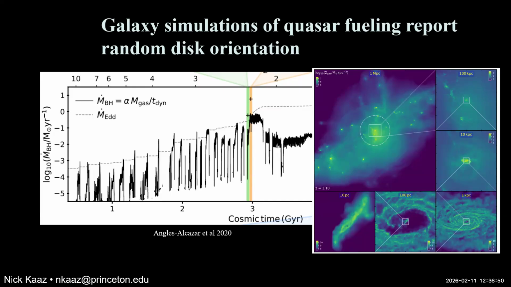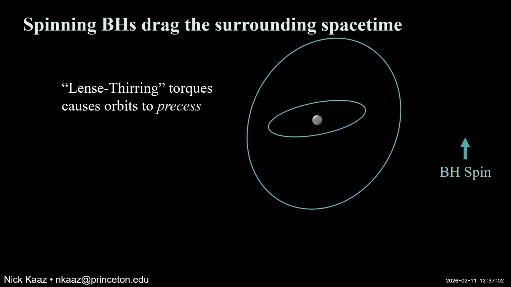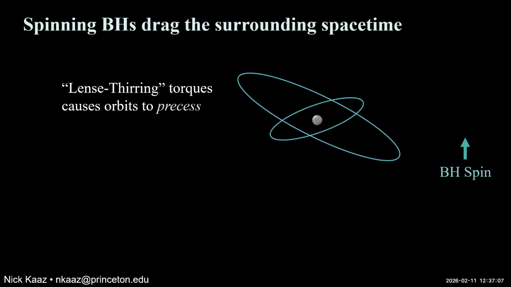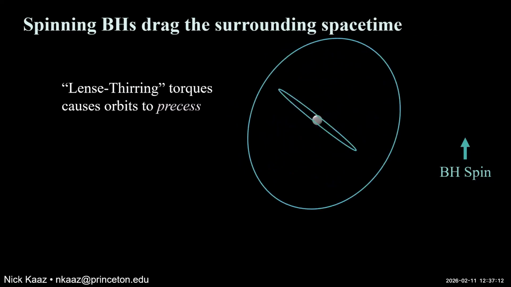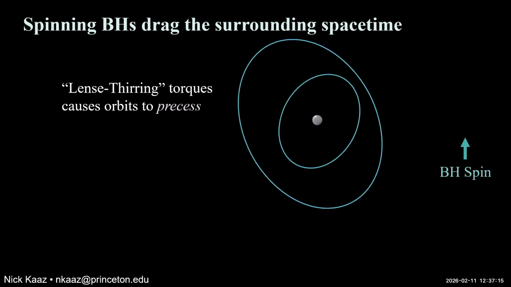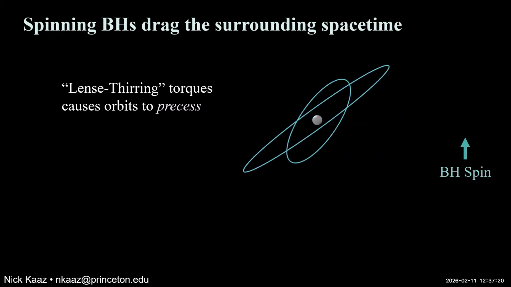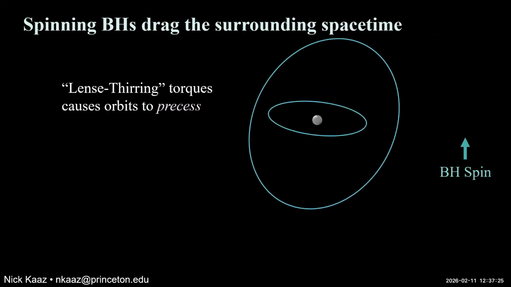So since we have both observational and theoretical evidence for this, let's think a little bit more about the physics of why this is interesting. When black holes rotate, they literally twist up the surrounding space-time. So if you have any test particle orbits that are misaligned with respect to the black hole spin axis, they will begin precessing at a rate that's a really strong function of distance from the black hole. This is called Lense-Thirring precession. You can see it in this cartoon.